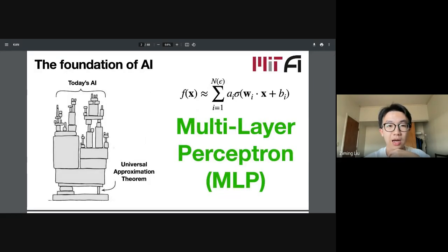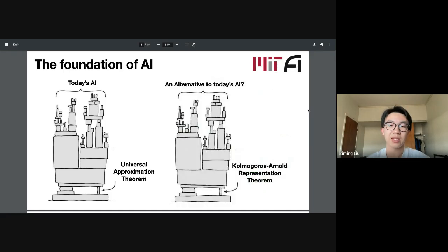Kolmogorov-Arnold networks. Today's AI is built upon a math theorem called the universal approximation theorem, which says that a high-dimensional function can be written as a linear combination of some random features constructed with a nonlinear function sigma. This is known as the multi-layer perceptron. Today we want to explore another alternative math theorem, the Kolmogorov-Arnold representation theorem, and see if we can use this alternative theorem to build another type of building block for AI.